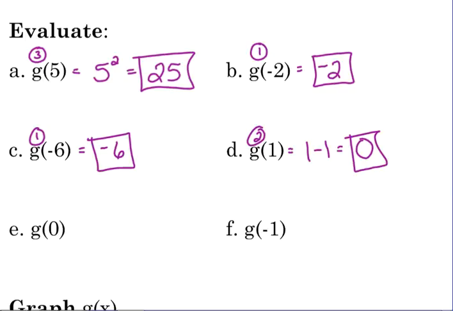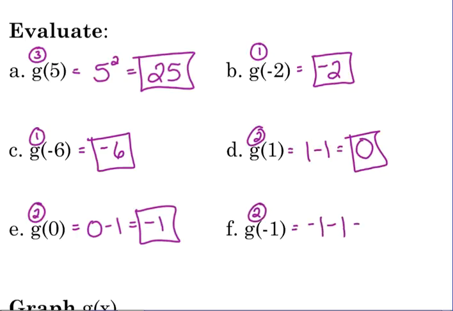G of 0. Where does 0 fall? The second one. 0 is between negative 2 and 1. So 0 minus 1 is negative 1. And how about negative 1? It's also in the second one, so we get negative 2 for that y value.